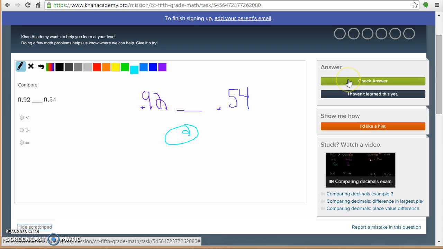Over here is where you'll answer, and let's say you say, yeah, I have no idea what this is. I haven't learned that yet. It gives you an out right here of the button, I haven't learned this yet. Or maybe you're like, yeah, I think I've learned this, but I don't really remember. Here's a hint they could give you. And then if you're stuck, you can watch a video. And again, this is the crux of why Khan Academy is so amazing, because if your teacher can't come over and help you right now, the video probably can.